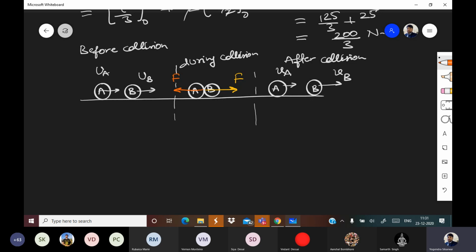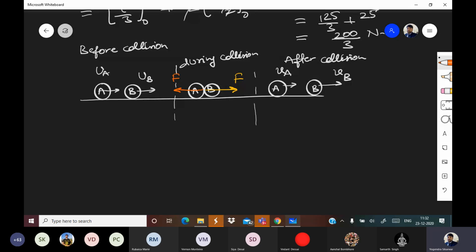B will exert force on A towards left. So these are action reaction forces. And pay attention: as force on B is acting in the direction of its motion, its speed will increase. And on A, force is acting opposite to the direction of motion, so its speed will decrease.